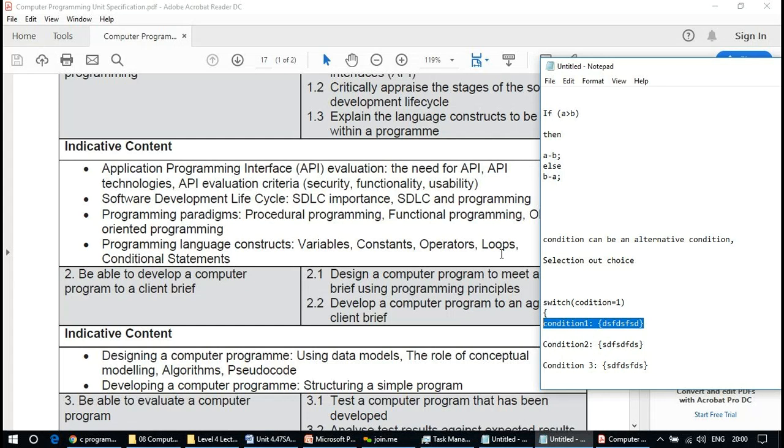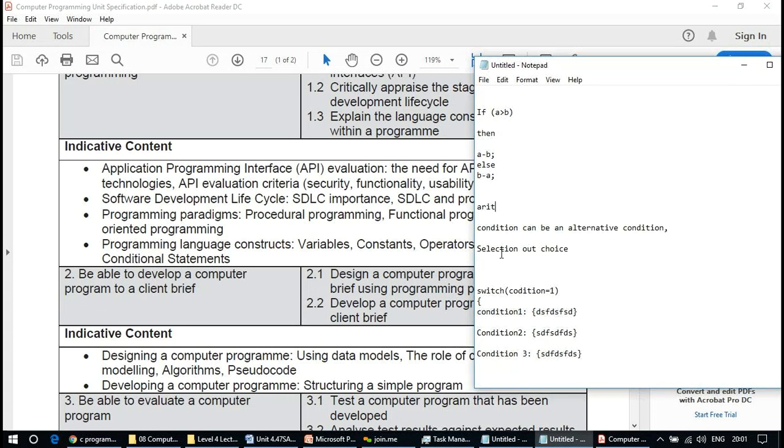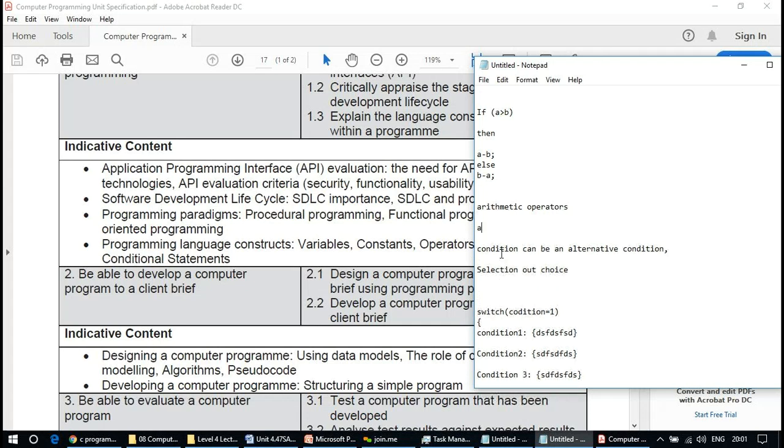So you have a variety: you can use variables, you can use constants, you can use operators. Operators like plus and minus are called arithmetic operators. But when I say A greater than B, these are called logical operators.